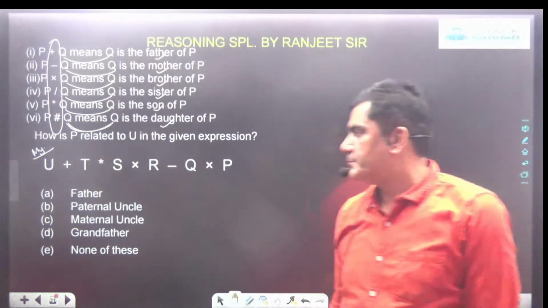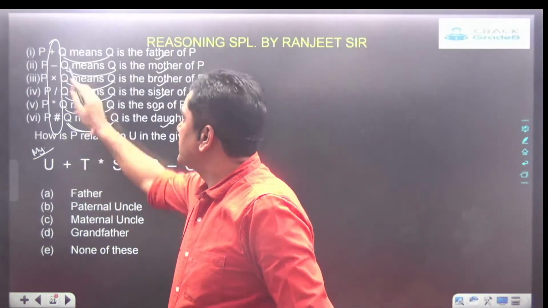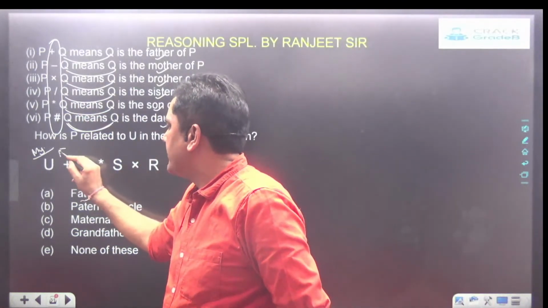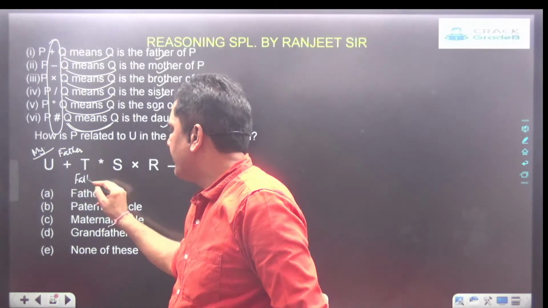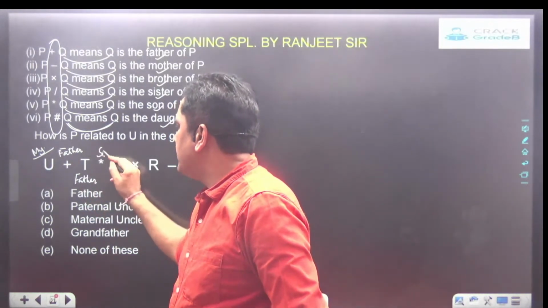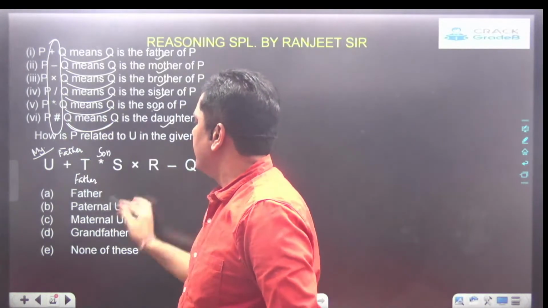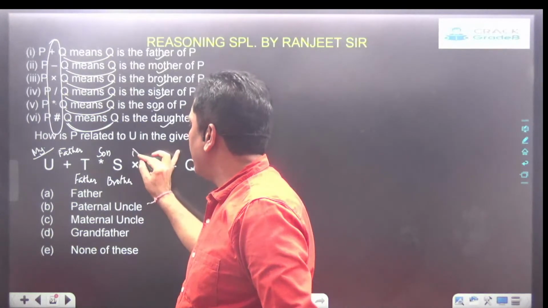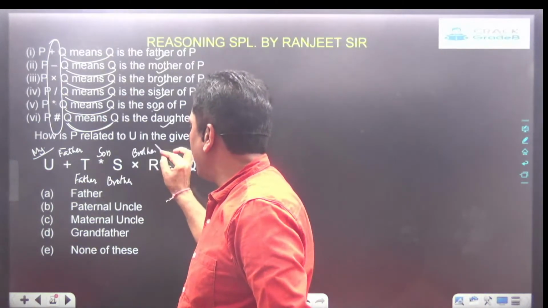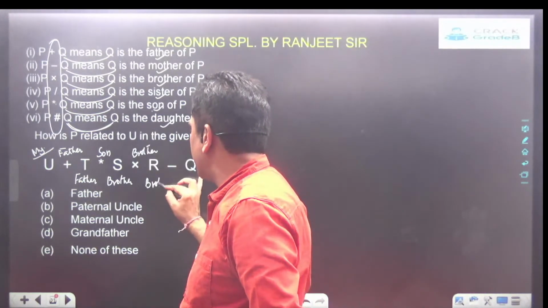Now let's start. Plus stands for father, so I will say my father. And my father is no one but T. T will become my father. Next one, my father's son. Star means son. My father's son will be my brother. Next one, my brother. My brother will be my brother.